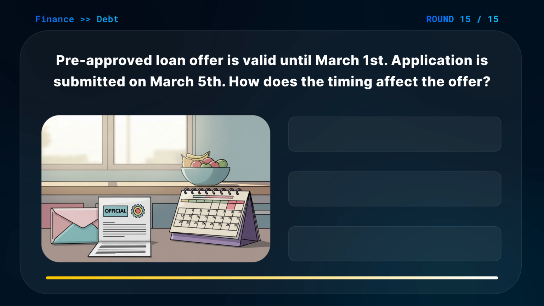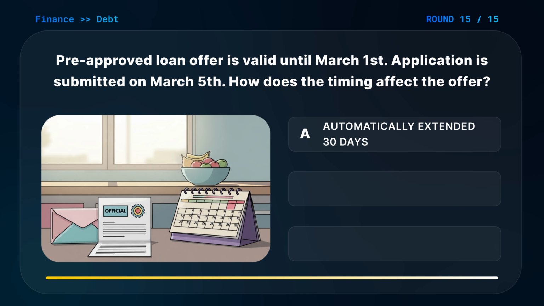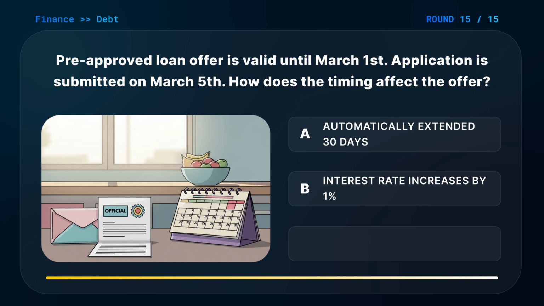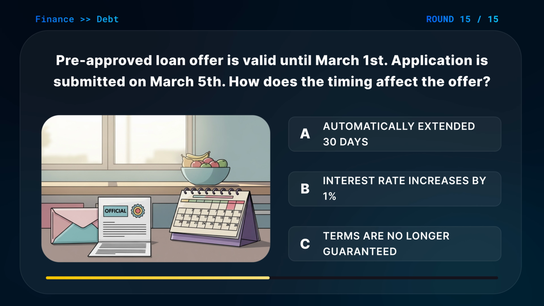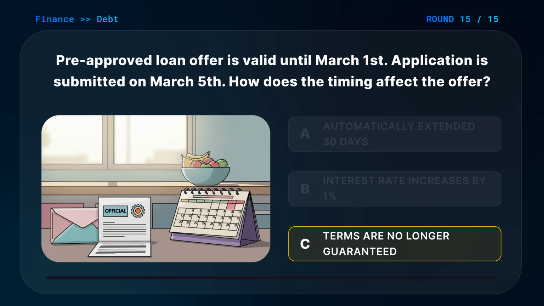How does the timing of your application affect the offer? A. The offer is automatically extended for another 30 days. B. The offer's interest rate is automatically increased by 1%. Or C. The offer's terms are no longer guaranteed. The answer is C. Financial offers have an expiration date, after which the lender is not bound by the previously stated terms.